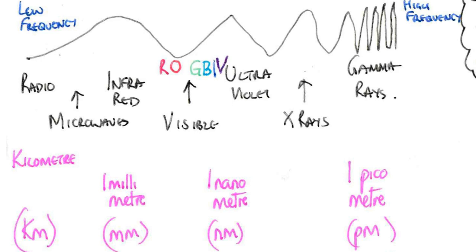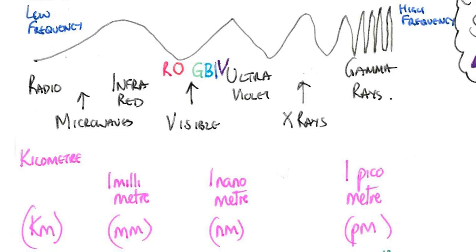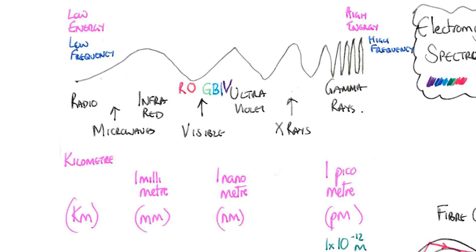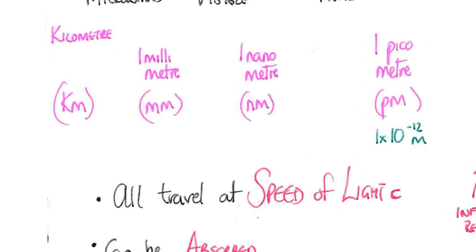Ultraviolet is nanometers, so that's a billionth of a meter, and picometer is gamma rays. Now picometer is basically 1 times 10 to the power minus 12, so that's 0 point, then 11 zeros, 1 meters across, a very, very small wavelength indeed.